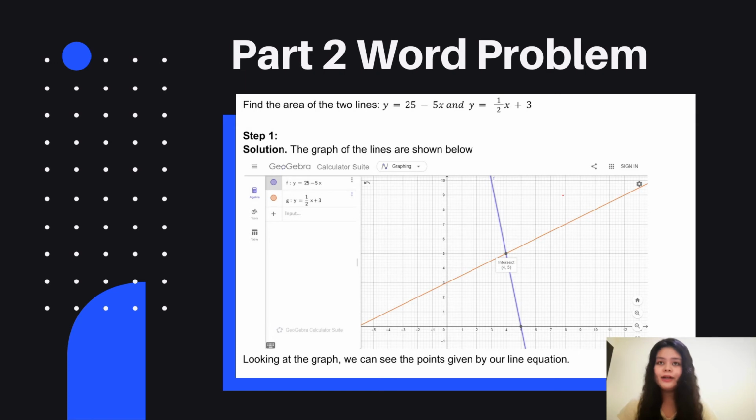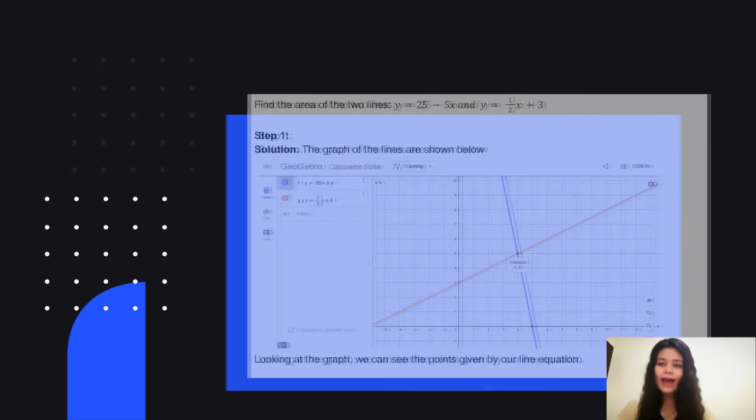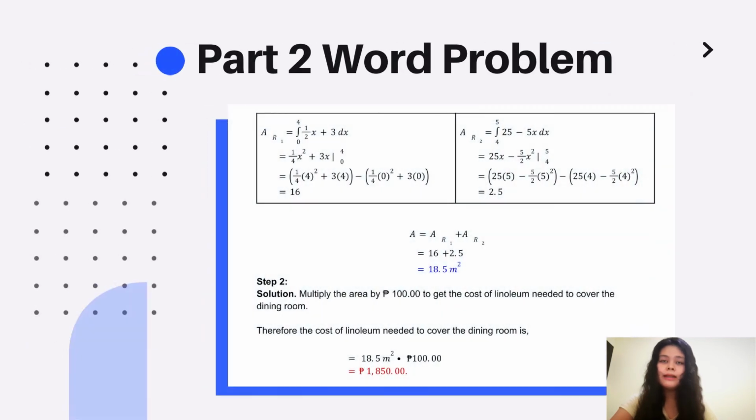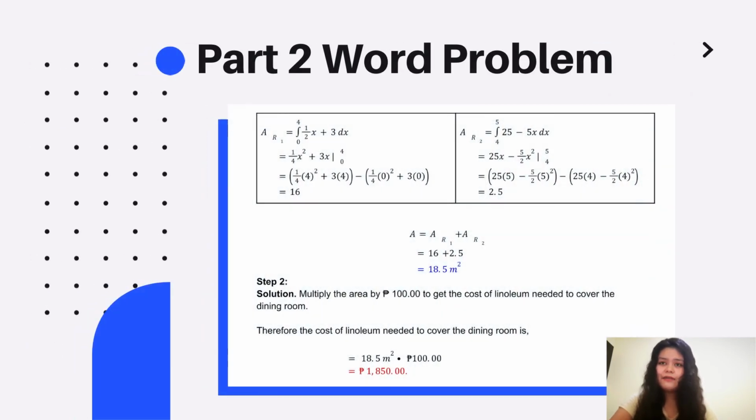In our problem right here, the first thing we need to do is find the areas bounded by the two lines y is equal to 25 minus 5x and y is equal to 1/2 x plus 3. So as you can see, we have here the graph, and looking at the graph, we can see the points given by our line equations, where the line from (0, 3) to (4, 5) is given by y is equal to 1/2 x plus 3, and the line from (4, 5) to (5, 0) is given by y is equal to 25 minus 5x. And as you all know, the points given by our line equations are very crucial in finding the area of our problem right here. And now, let's proceed to finding the area of the dining room.